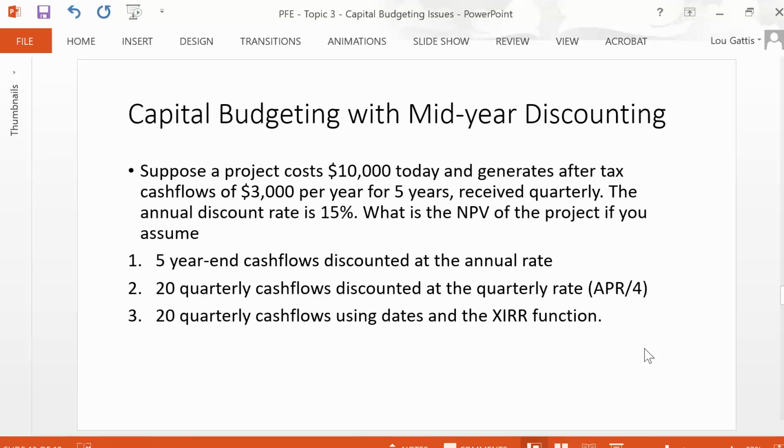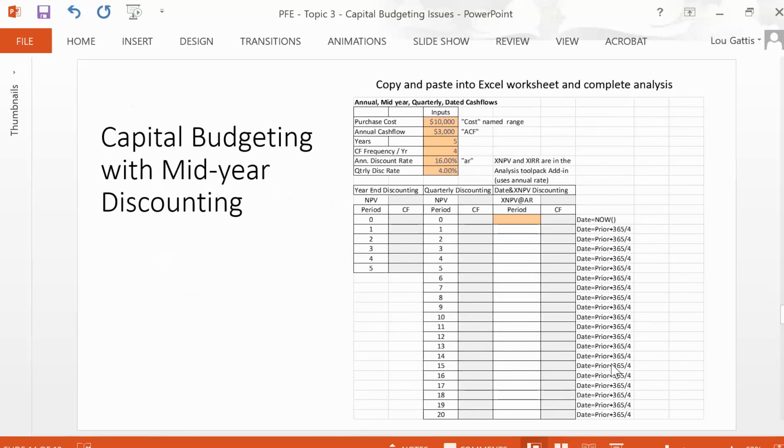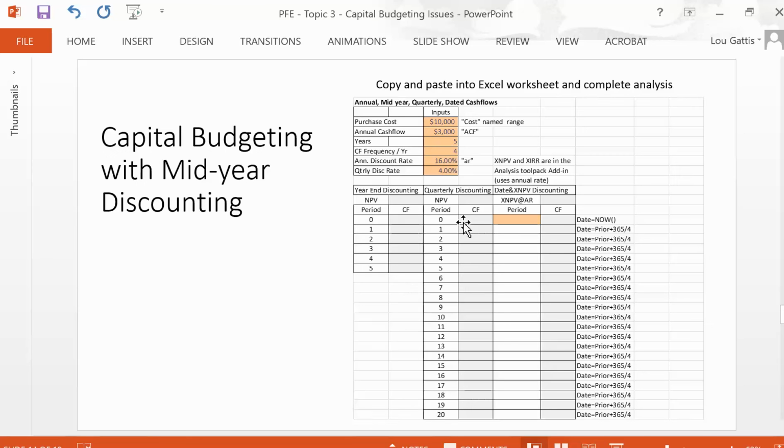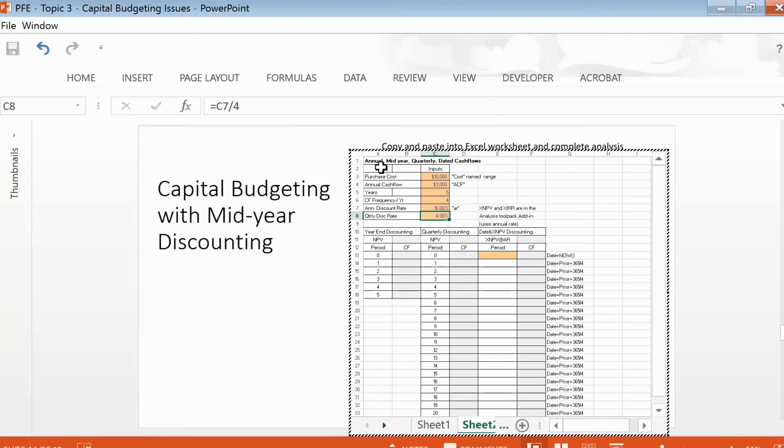Now we're going to do something else. Let's talk about a project that costs $10,000 today. It's going to generate quarterly cash flows for 5 years. And the quarterly cash flows are actually $750 per quarter, which is $3,000 per year for 5 years that you're going to receive quarterly. And the discount rate is 15%. Let's calculate the NPV of that. So let's grab this.